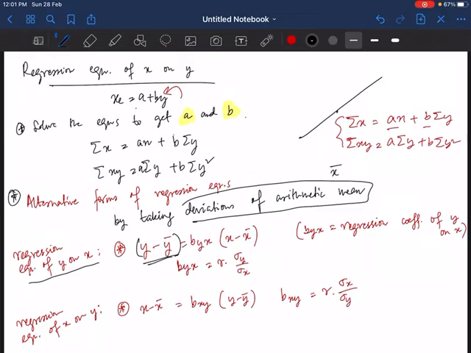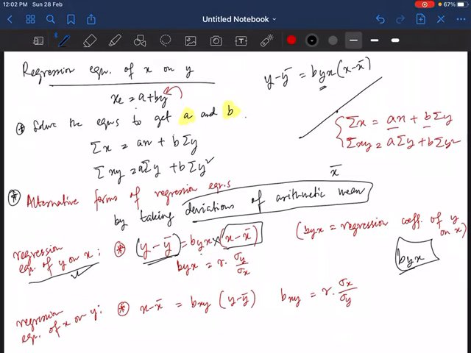Y minus y bar is equal to byx. Byx is known as the regression coefficient of y on x. So here basically we are estimating the value of y with a given value of x, that is byx multiplied by x minus x bar. So this is my regression equation of y on x. It will be y minus y bar = byx (x minus x bar). I am writing y first because I need to predict the value of y with the given value of x. So that's my regression equation of y on x.